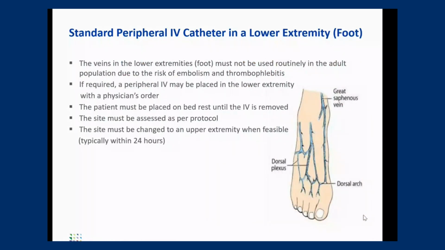We try to get alternate access, either peripheral or central, as soon as possible, but definitely within 24 hours. The same goes with lower extremity foot IVs. So we try to change these ASAP, but if not within 24 hours, we really try to establish access elsewhere. If a patient has a foot IV, they must be on bed rest until that's discontinued. We really just try to avoid these because there's a higher risk for embolism and thrombophlebitis. And we're just going to assess this per protocol until it's taken out.